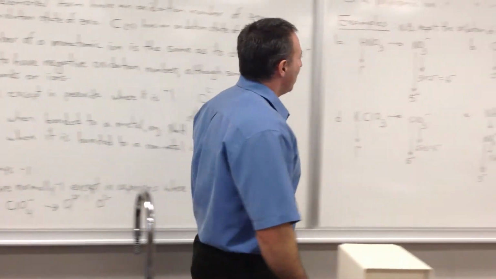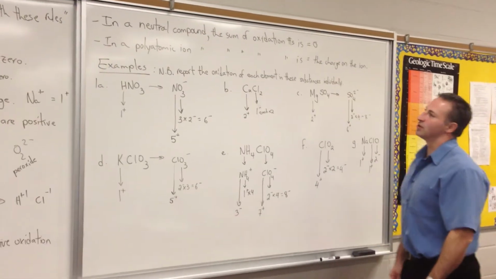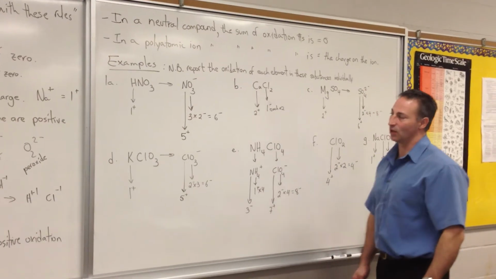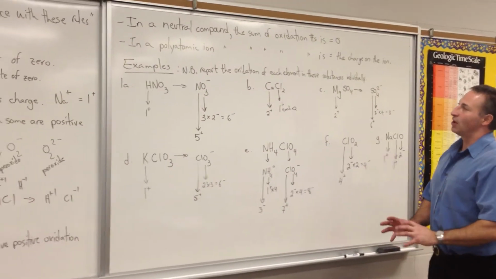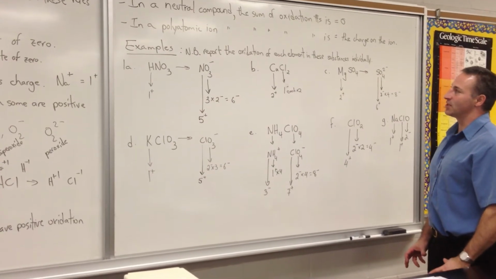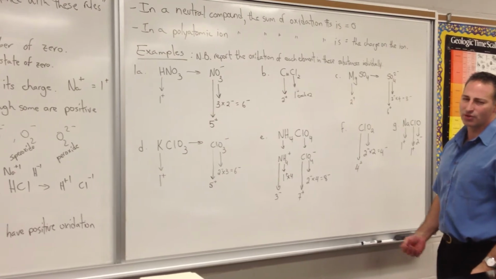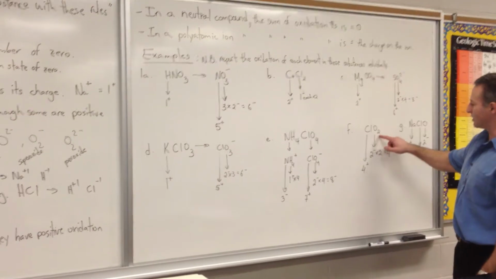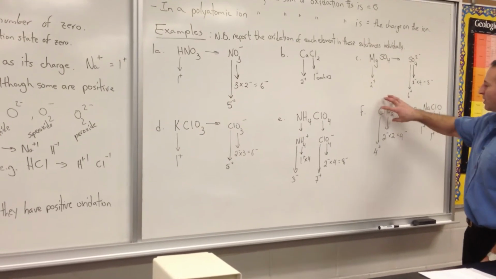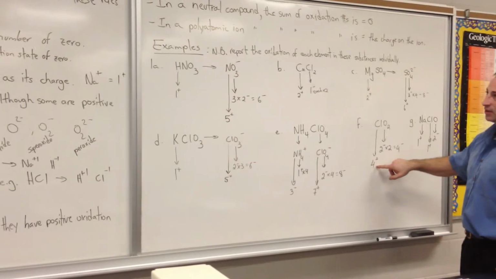Finally, in a neutral compound, the sum of oxidation numbers is 0. So let's say, for example, chlorine dioxide, which has the formula ClO2. The overall oxidation number of the whole compound is 0. It adds up to 0. The oxygens are -2, and there are 2 oxygens in chlorine dioxide, so that would give a -4 oxidation state. Because the molecule is overall 0, the chlorine has to be +4.